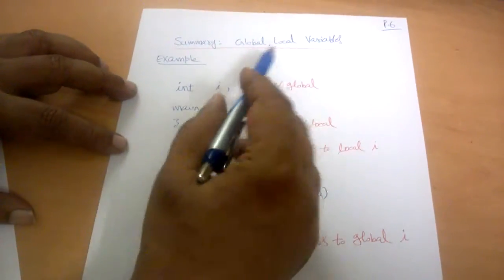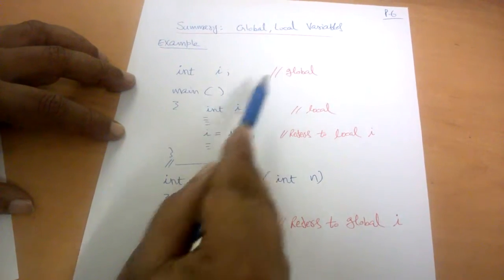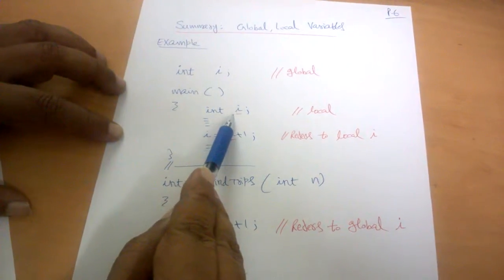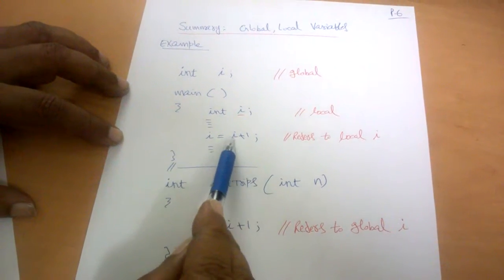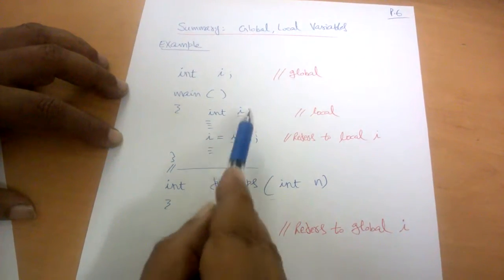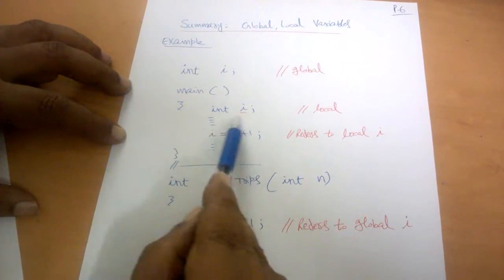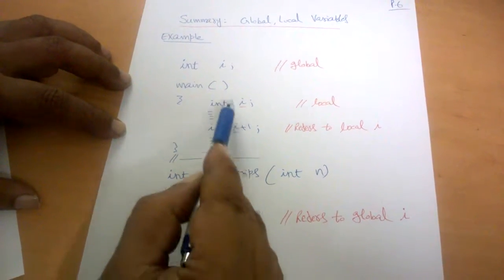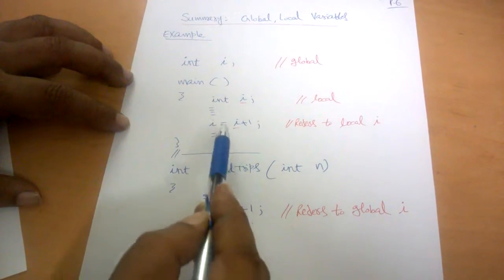Okay, we will look at the summary once again. See here, global and local variables. I've given one more example here. Integer I, this is a global variable. And here also I've defined a variable called integer I and used it here. When you use I here, it is using the local variable, because it will see where it is defined. It's defined here, so it's going to use that. So the local variable is going to be used here.